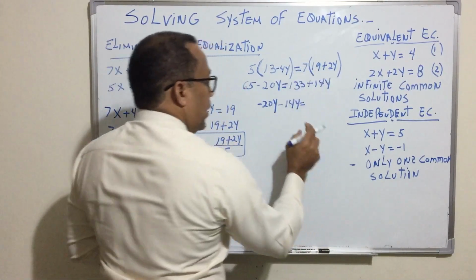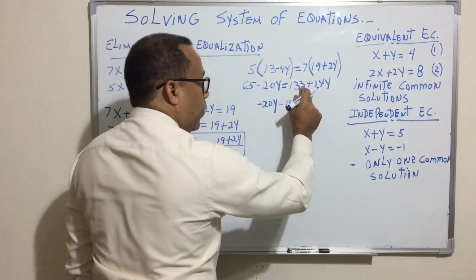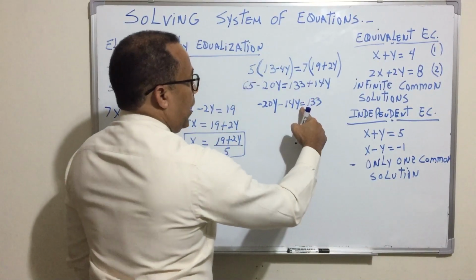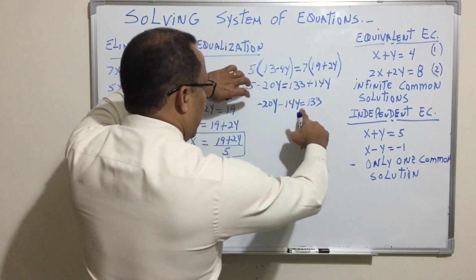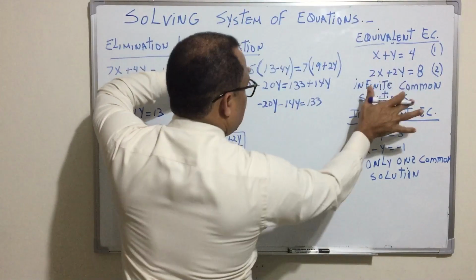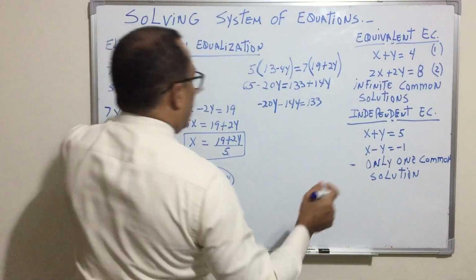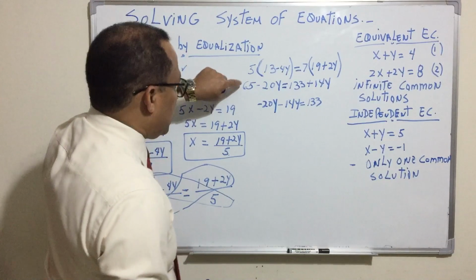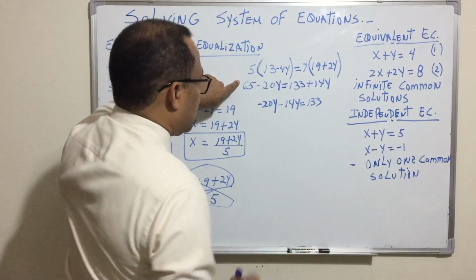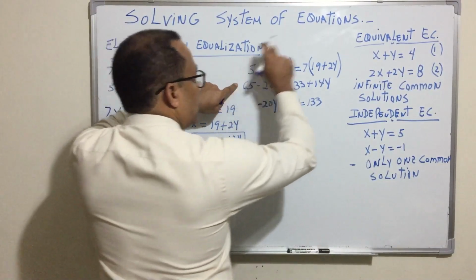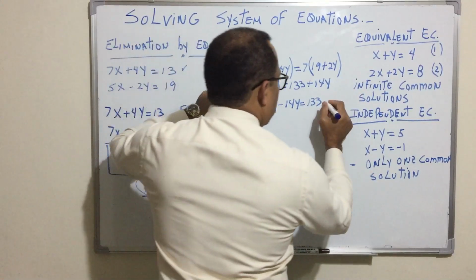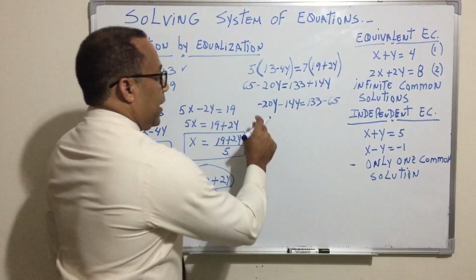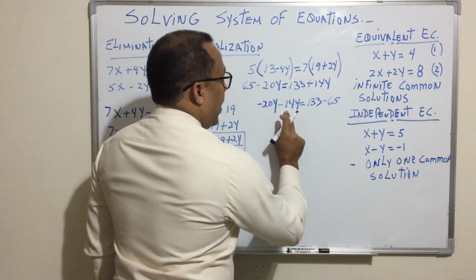Equals. I'll bring down the 133, it has not been moved, it's still right here, that's the equal sign. And then I'm taking the 65 from the left to the right. The sign to the left of the number is positive, so it goes to the opposite, which is negative 65. And then I add, this is negative 20y minus 14y.